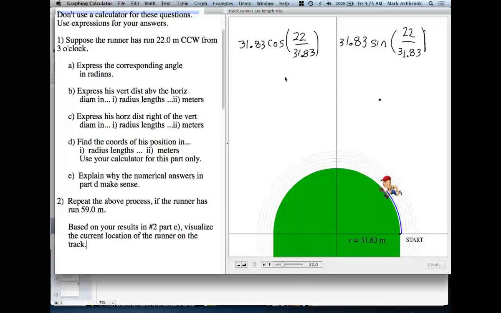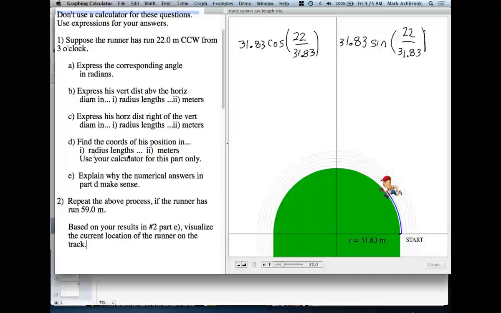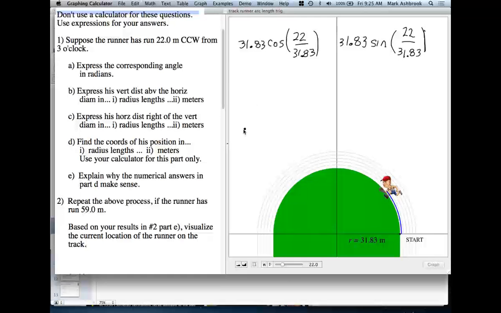So the idea here, being able to represent these quantities, like I said, this is arguably the most important thing in all of the module, because this is really understanding what sine and cosine are. Okay, so now we want the coordinates. If we want the coordinates of his position in radius lengths, what would the x and y coordinates in radius lengths be?